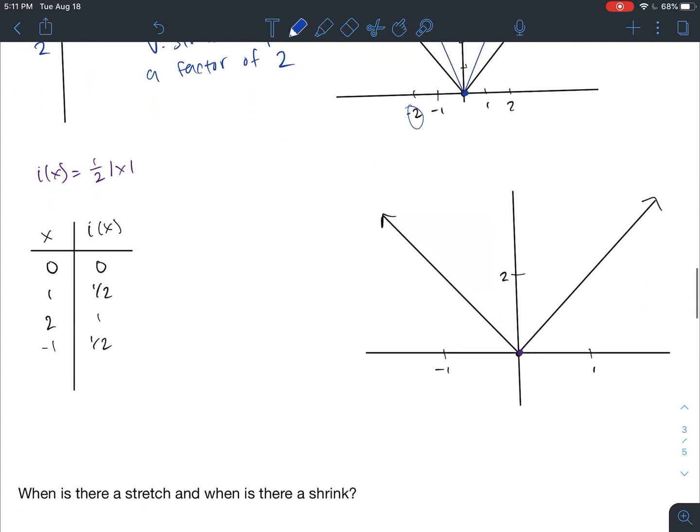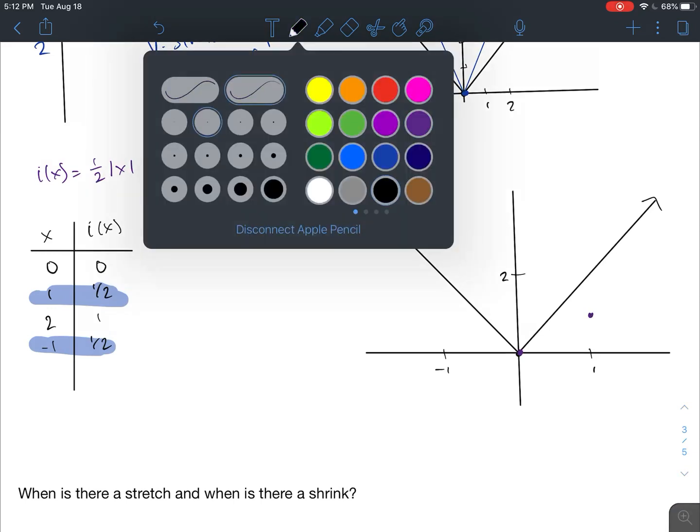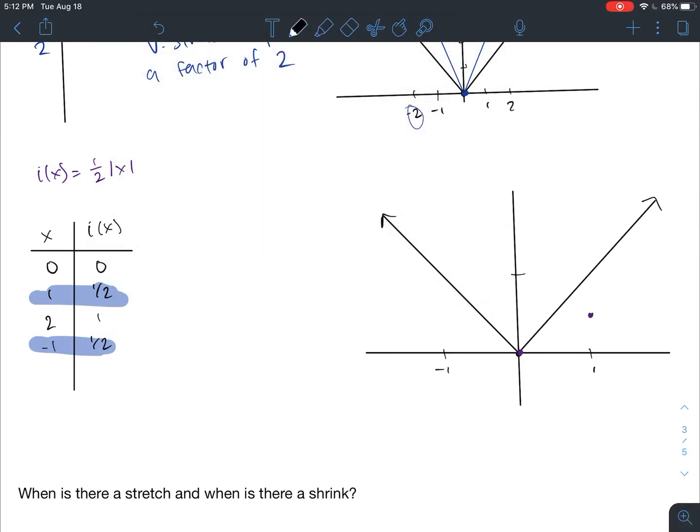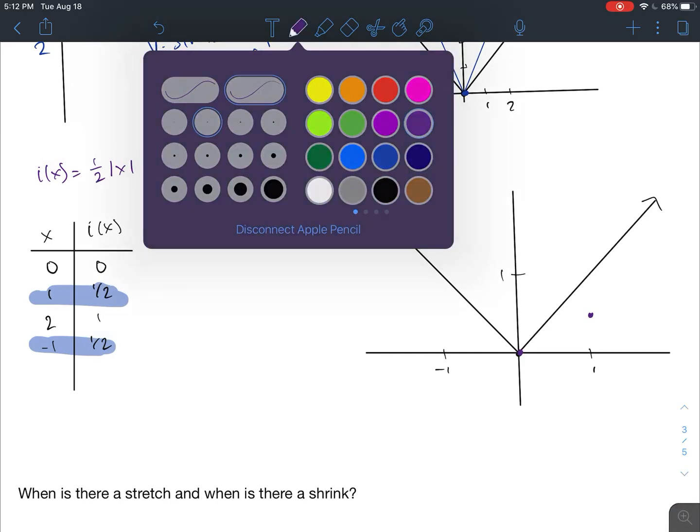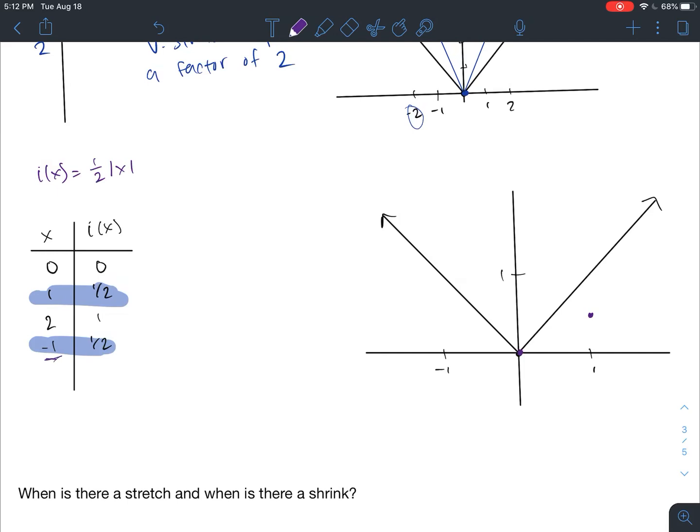Now down here I have one more equation. I'm going to graph this out. Feel free to do it yourself, but it's multiplied by 1/2, and I already have values right here. So if I were to plot those, when x is 1, my y value is 1/2. That should be 1 right there. And when my x is -1, my y value is also 1/2. Just like that.